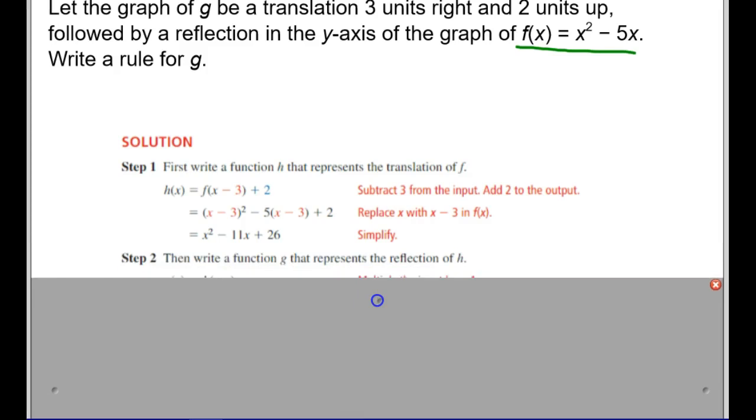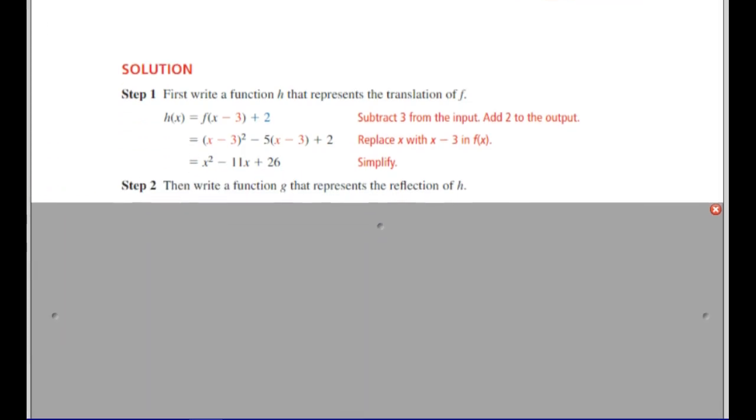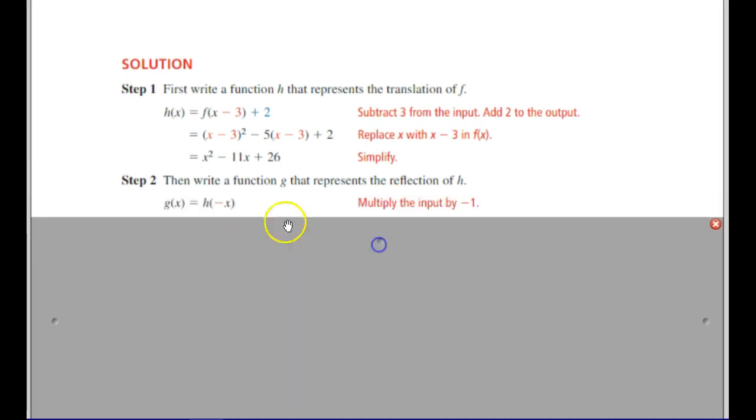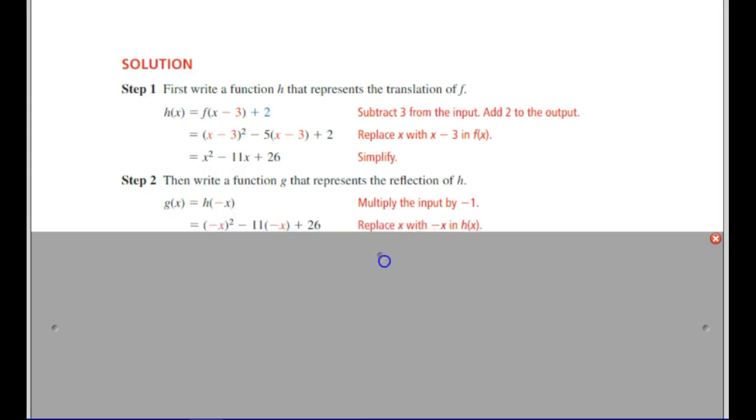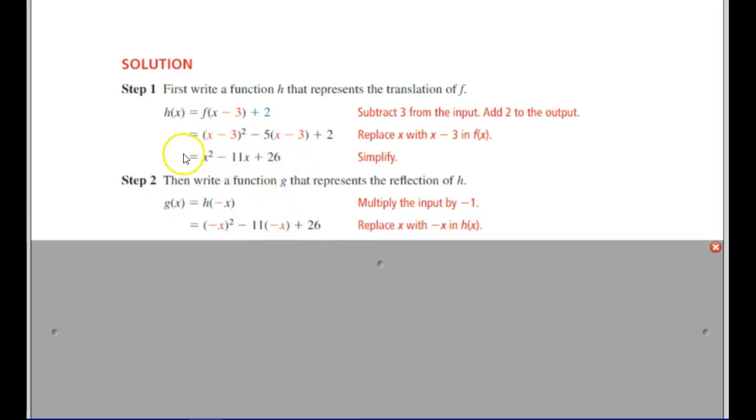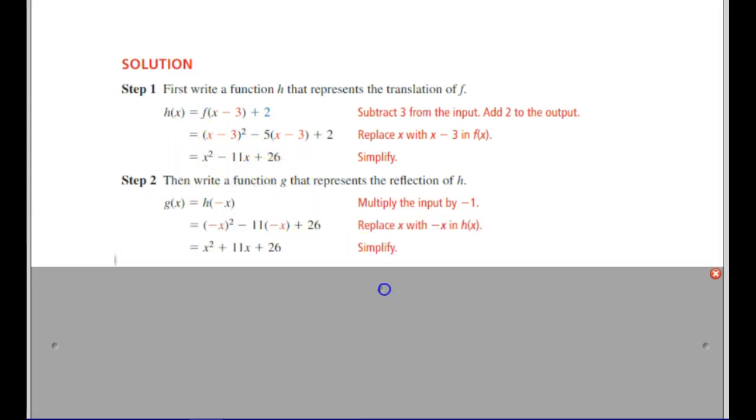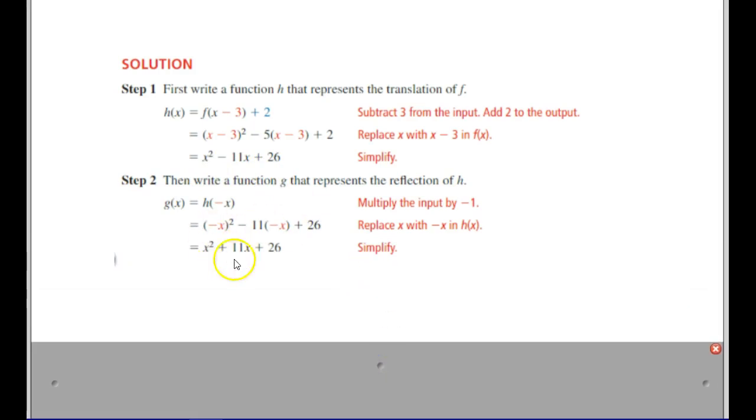So now I have to take that same function and figure out how I can reflect it. I write my generic equation for a reflection. And then everywhere in here where I see an x, I plug in a negative x, which gives me x squared plus 11x plus 26. And that's as simple as I can get that.